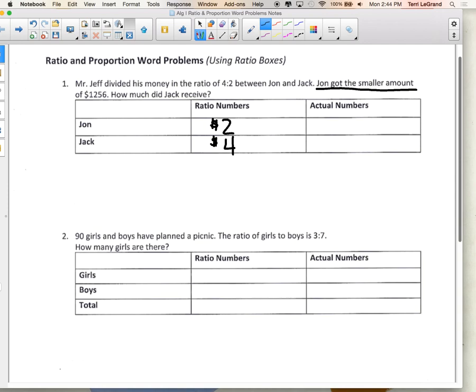What else do we know? John's total was $1,256. We know that John actually got $1,256, and we're solving for how much Jack got, right? So X dollars. So our labels are in our ratio box, and all we do is we set up a proportion that will help us problem solve this. So what's a good comparison that we could make? For every $2 John gets, how much does Jack get? 4. Well, there's a comparison right there. For every $2 John gets, Jack gets 4.